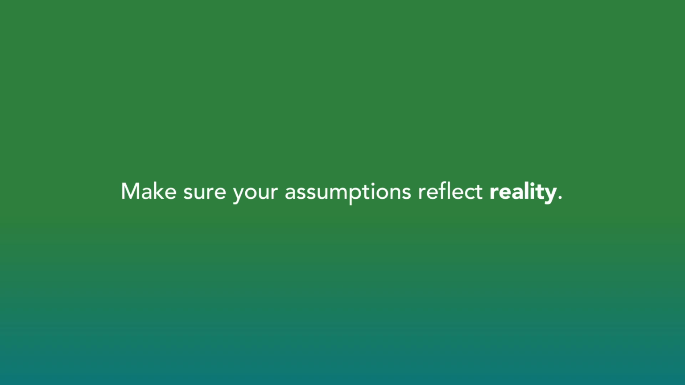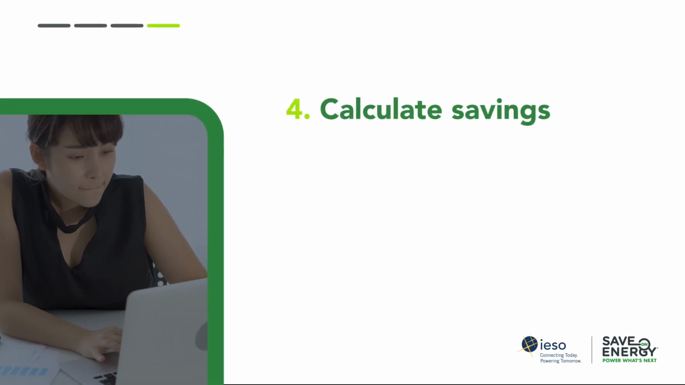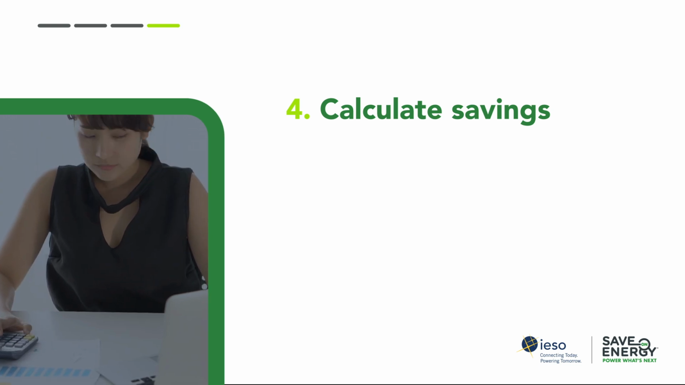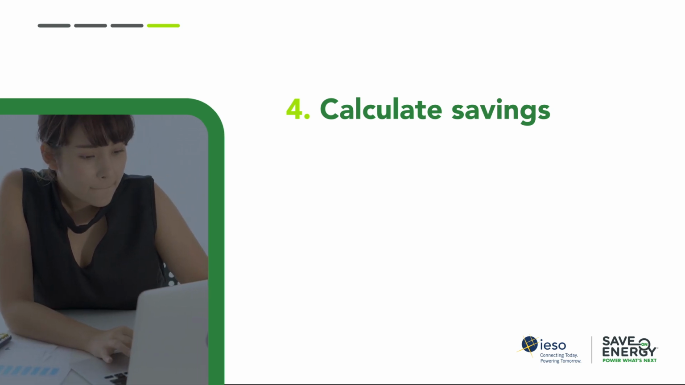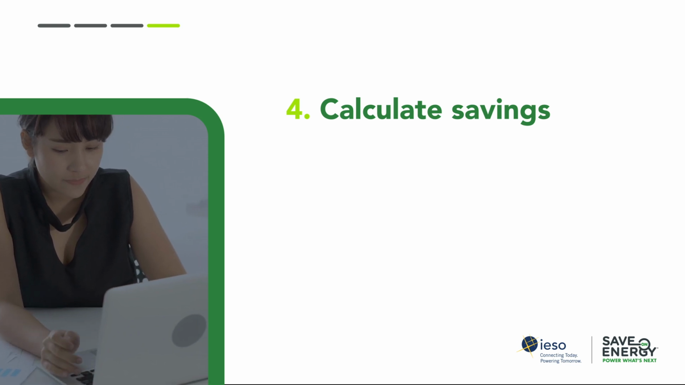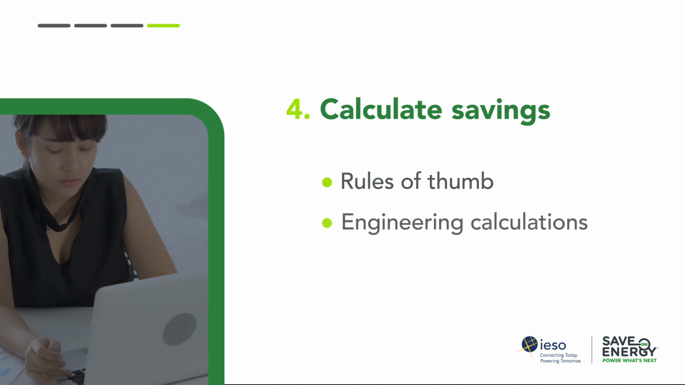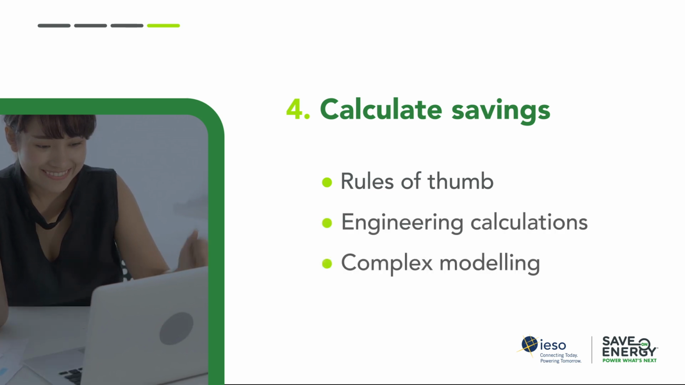Understanding the savings mechanisms within your system will help ensure that your assumptions and the savings estimated using those assumptions reflect reality. The final step is to identify appropriate savings calculations and recognize their limitations. There are a wide variety of savings calculation methodologies for any given system. These can range from general rules of thumb to engineering calculations or complex modeling.